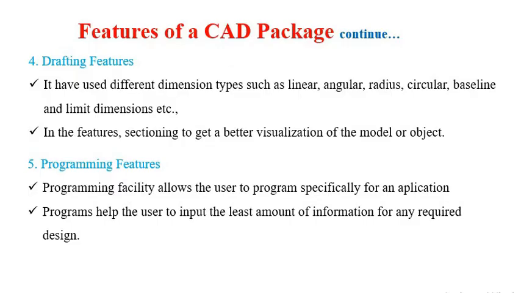Then the fourth feature is drafting features. There are different drafting features, like 2D and 3D drafting, provided in the CAD package. Along with these drafting tools, different dimension types such as linear, angular, radius, circular, baseline, and limit dimensions are also provided. Different drawing features are also provided to get better visualization of the model or object.